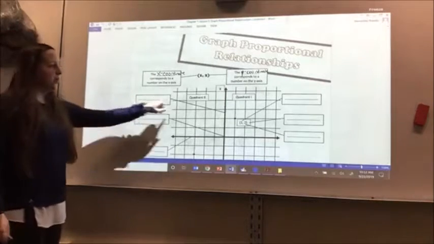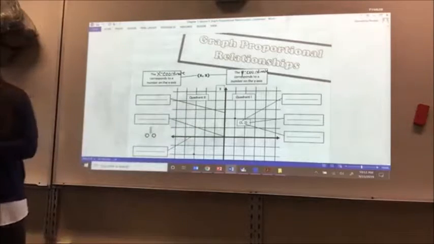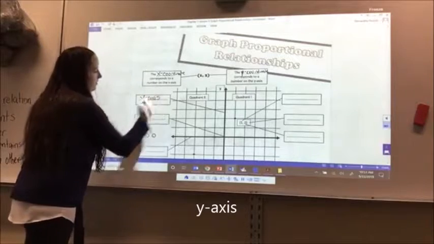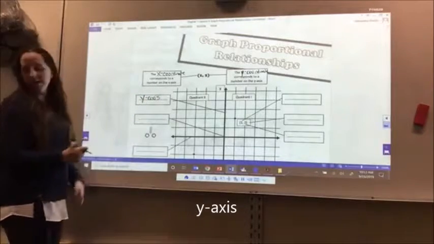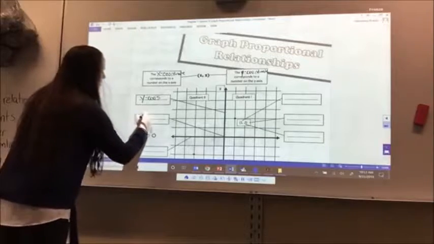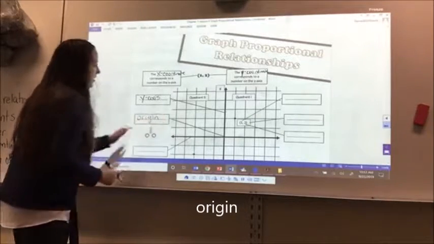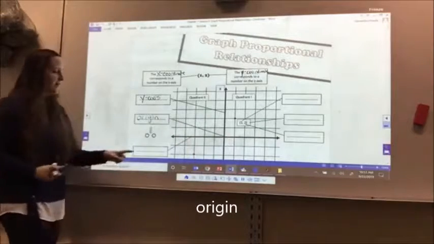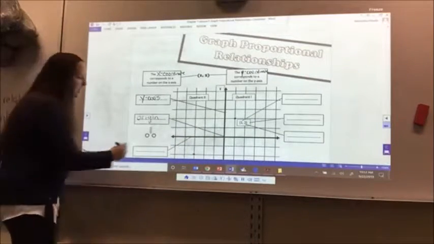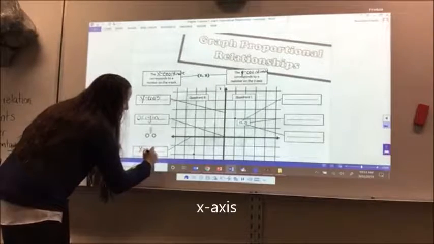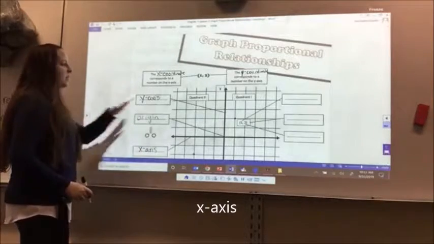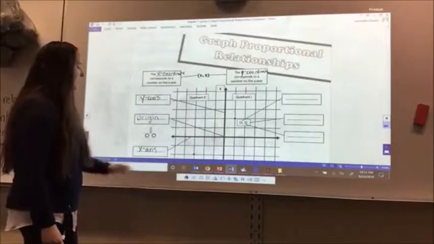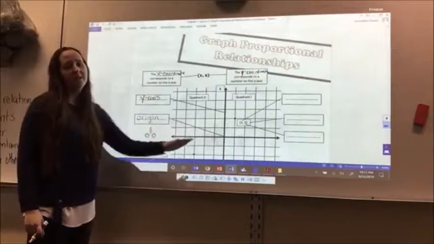In this blank here, which is pointing to the y, you're going to write y-axis. In this blank, you're going to put origin, because it's pointing towards the origin of the graph, which is (0, 0) on your graph. In this blank, you're going to write x-axis. The y-axis is the one that runs up and down. It's the vertical axis. The x-axis is the one that runs horizontally.